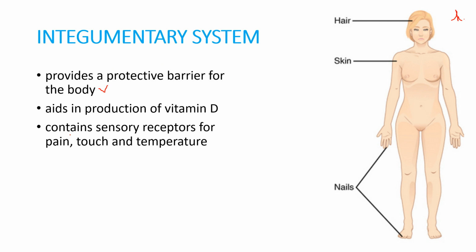It aids in the production of vitamin D. This is actually the beginning of vitamin D production. It starts in the skin. Believe it or not, you can go outside. When the sun hits your skin, you make vitamin D. You start the production of vitamin D. So pretty cool. And the skin and hair and nails also contain sensory receptors for pain, touch, and temperature.